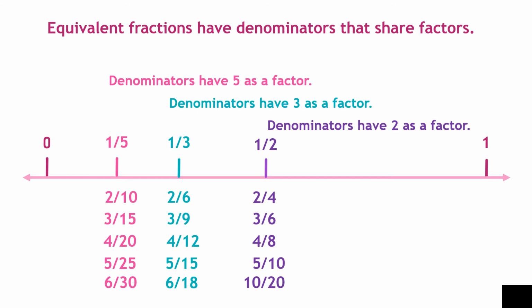And look at some of these other interesting characteristics. How about 3/15 and 5/15? 3/15 is equivalent to 1/5, and 5/15 is equivalent to 1/3. But look at that denominator, 15. It has factors of both 3 and 5. So it could serve as a denominator for equivalent fractions for both 1/5 and 1/3. The important thing to remember is that equivalent fractions have denominators that share factors.